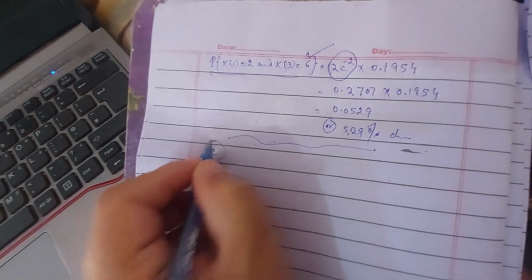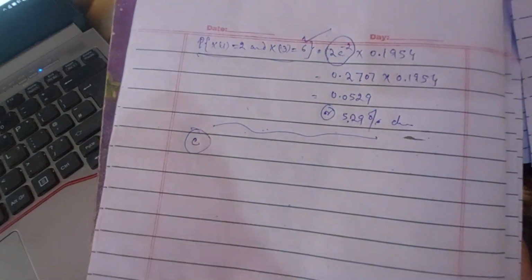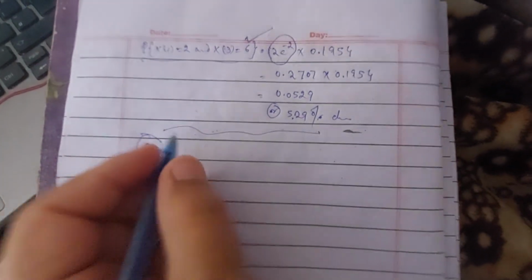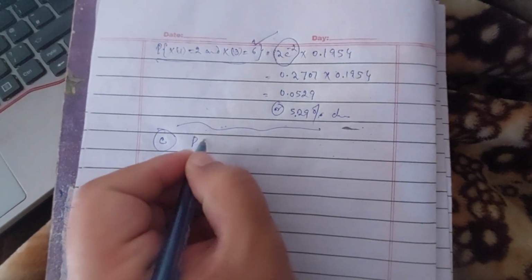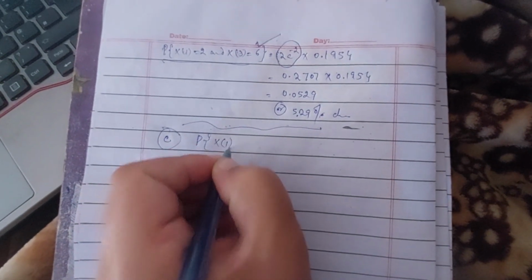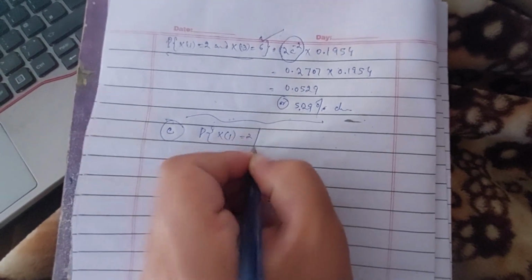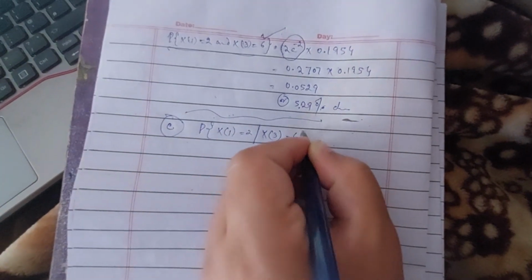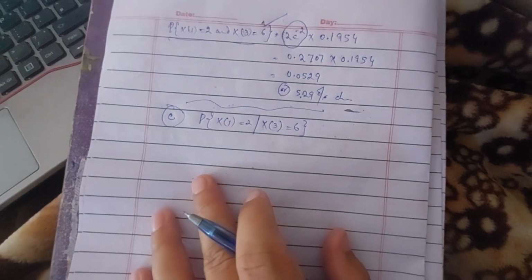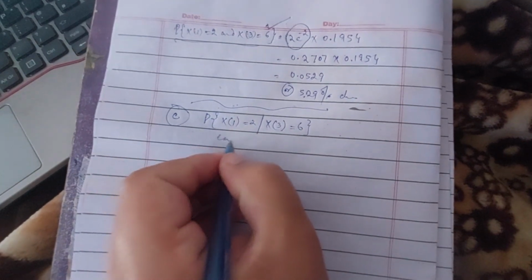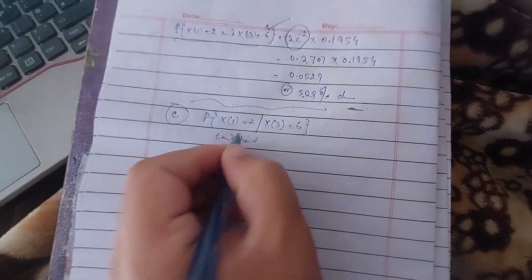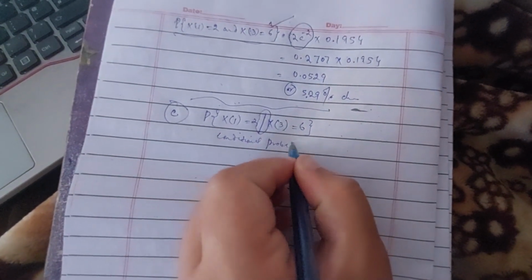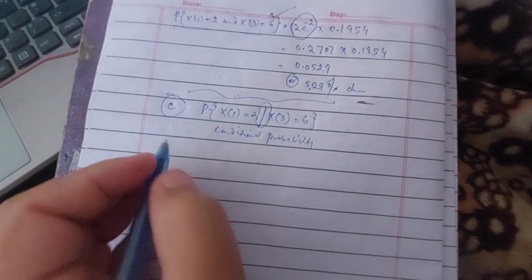Now we need to do part C. The third part states: find the probability that in the first hour we have 2 events, conditioned on the fact that in the third hour we have a total of 6 events happening. Now this is conditional probability. When there is this sign, we have conditional probability.